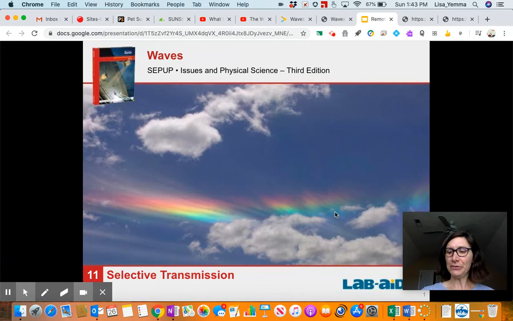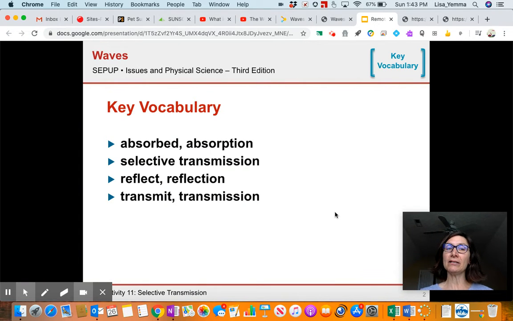Today, we will focus on some key vocabulary words. We have absorption, when something is absorbed. We have selective transmission, reflective, or reflection, reflect, and we have just transmission.